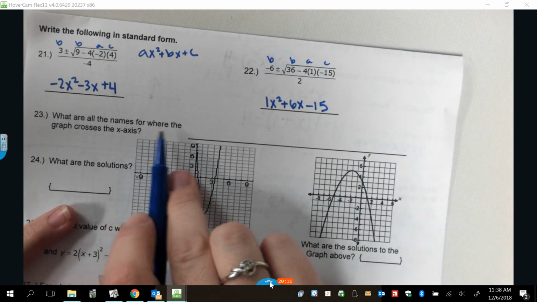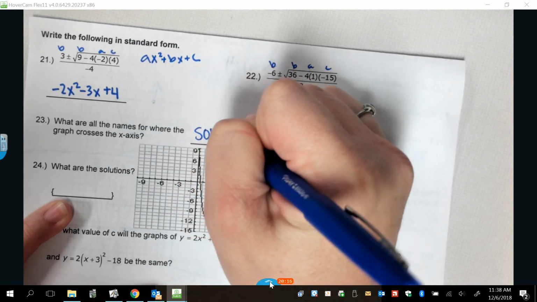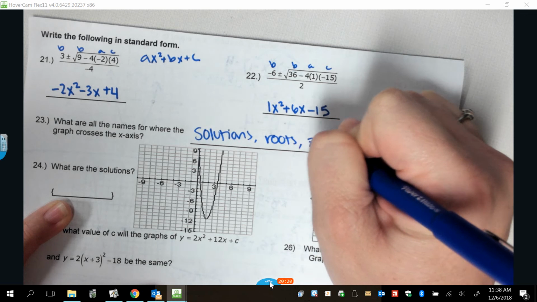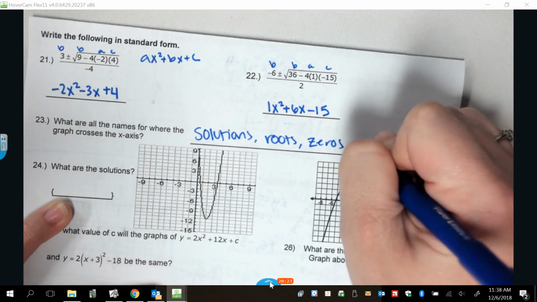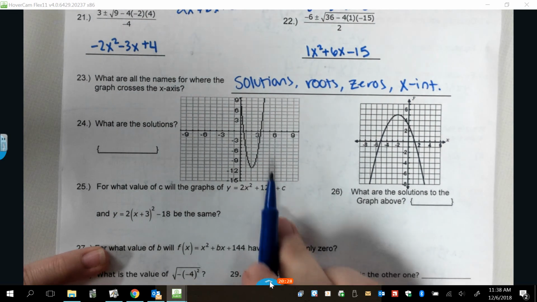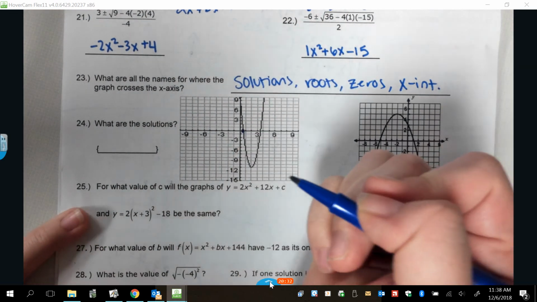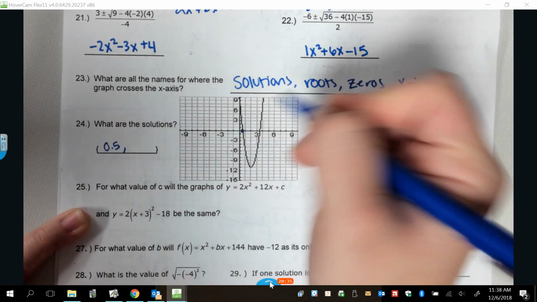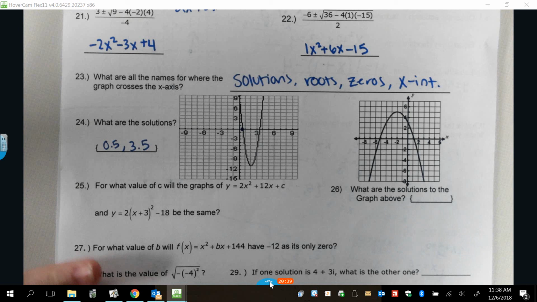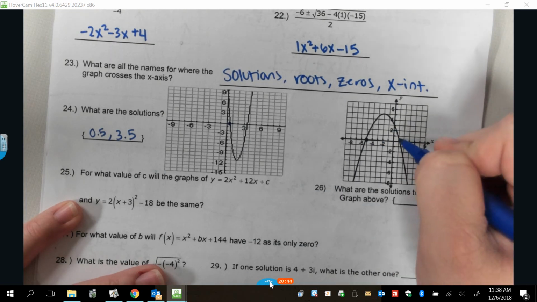What are the names for where the graph crosses the x-axis? We can call it solutions, call it roots, call it zeros, as well as x-intercepts. Okay, what are my solutions here? Well, it's not pretty, so we can guesstimate. We can say 0.5 and 3.5. What are solutions to the graph above? Negative 5 and 1.